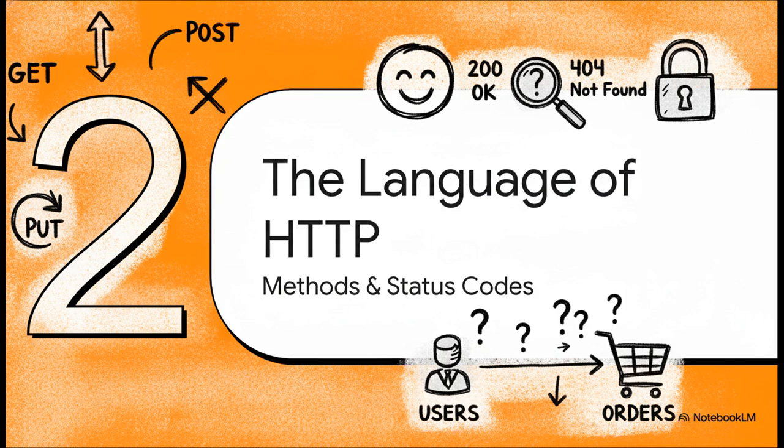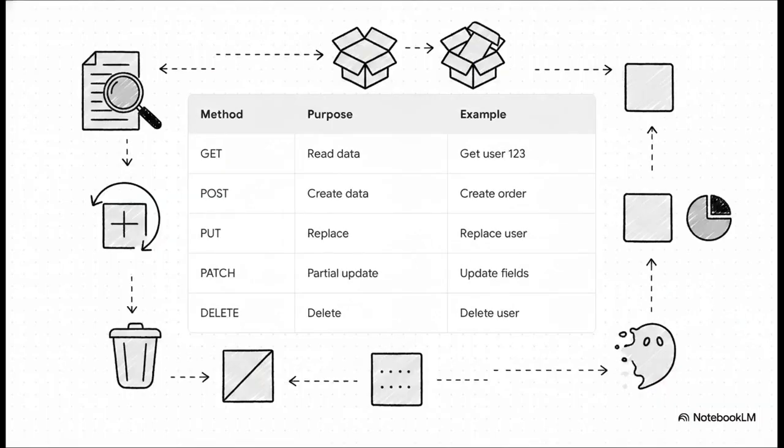Section 2, the language of HTTP. We use HTTP methods, and they are incredibly specific. Let's run through these real quick. GET is strictly used to read data, like fetching user 123. POST is for creating new data, like submitting a brand new order. PUT replaces an entire resource with new data. PATCH, on the other hand, is just for a partial update, say changing a few specific fields on user 123. And DELETE, well, it does exactly what it says. It removes the resource entirely. This is the exact vocabulary your clients use to trigger actions securely.